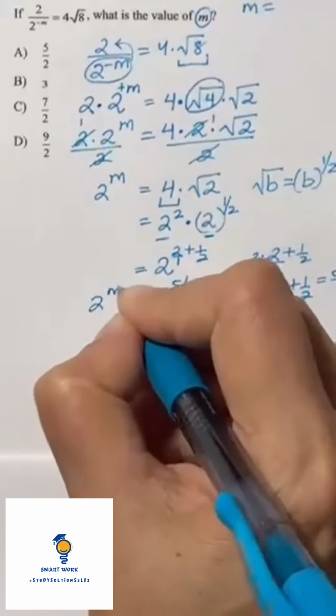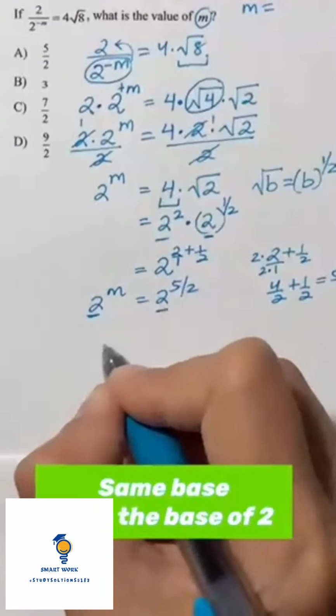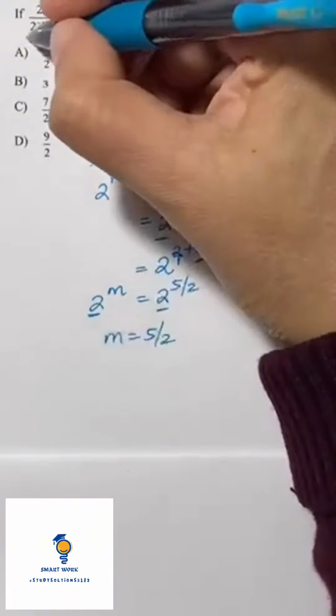So on this side, I have 2 to the m. So 2 to the m equals 2 to the 5/2. Bases are the same, so they can just go away. m is 5/2. So A is my answer.